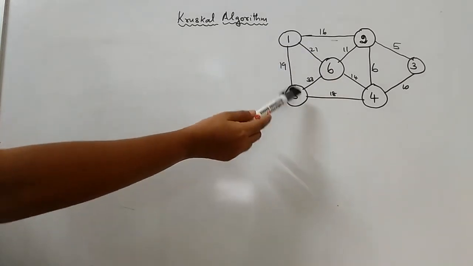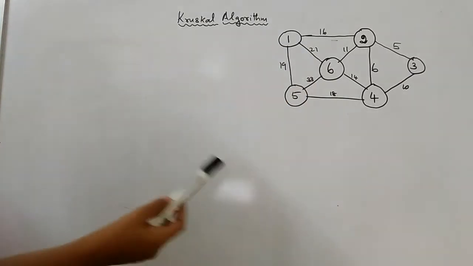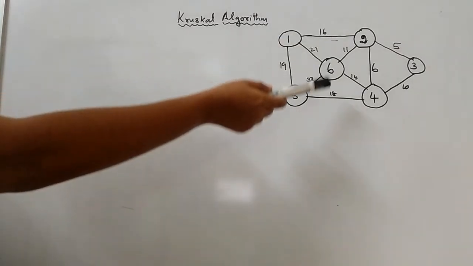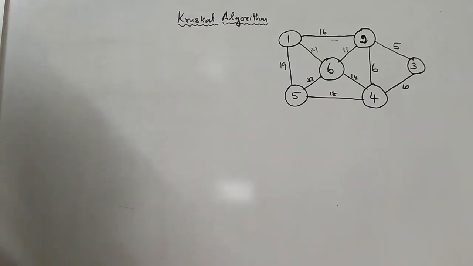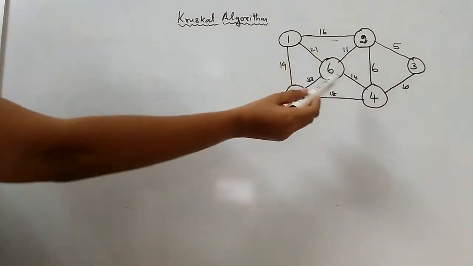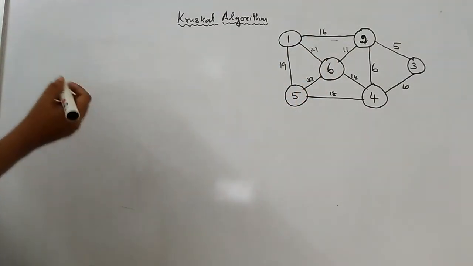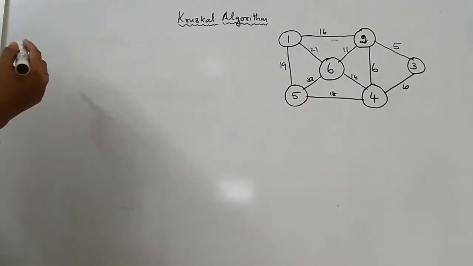How many vertices are here? 6 vertices are here, ranging from 1 to 6, and so many edges are here. Every edge is weighted. So at first I should arrange all these edges in ascending order. For example, which one has the minimum weight? 5. So 5 is the minimum weight here.